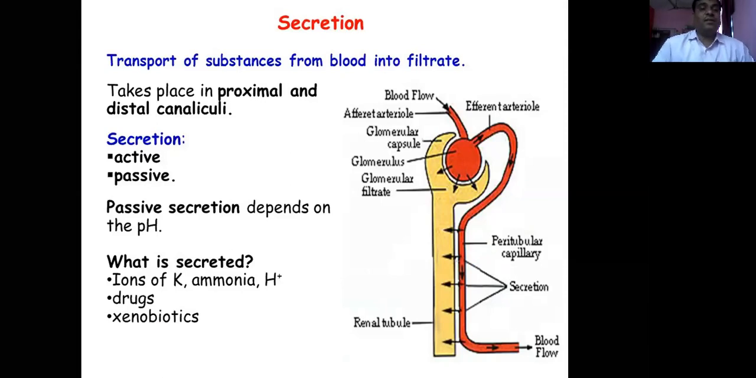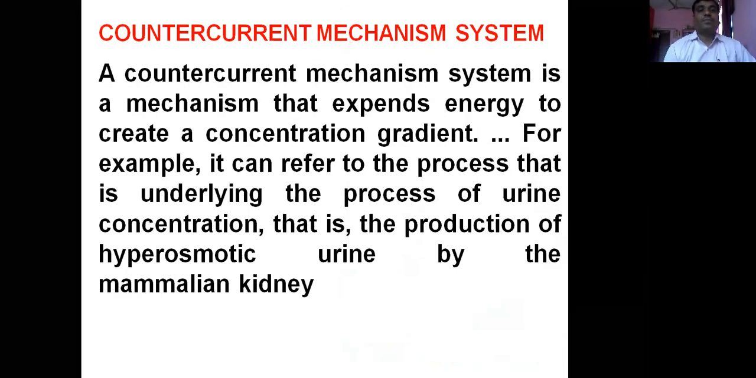Especially the secretion generally takes place in the proximal convoluted tubule as well as the distal convoluted tubule. Secretion is active as well as passive. The passive secretion depends upon the pH. And which substances are secreted? That is the ions, potassium, ammonia, hydrogen, as well as drugs and some xenobiotics. These substances become removed, and generally they are removed via this process.